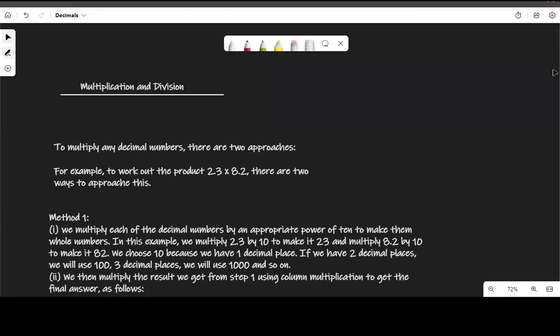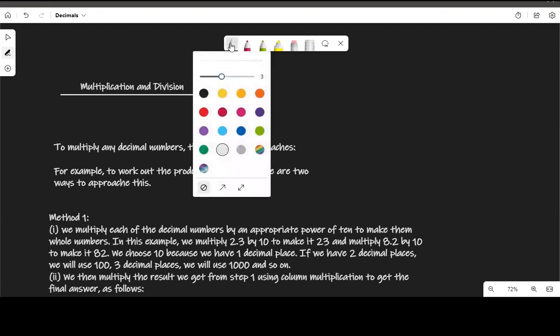In this lesson we are going to learn multiplication and division of decimal numbers, and it's a continuation of our topic on decimal numbers. So how do we multiply and divide decimal numbers? There are two approaches to that.